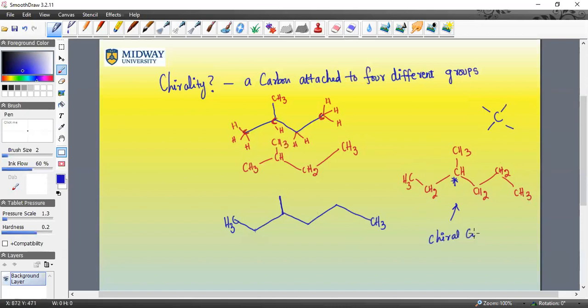Whether it contains one chiral carbon or multiple, it doesn't matter, it contains at least one. So this is a chiral compound and this is a chiral carbon. Those are two different things. Okay, very good. So now we are going to move on to something else.